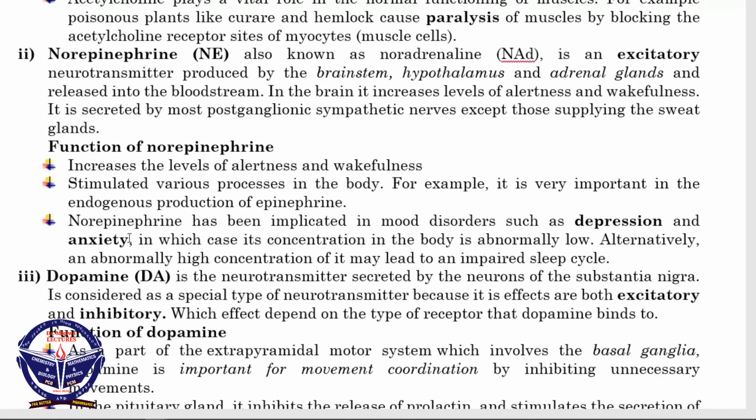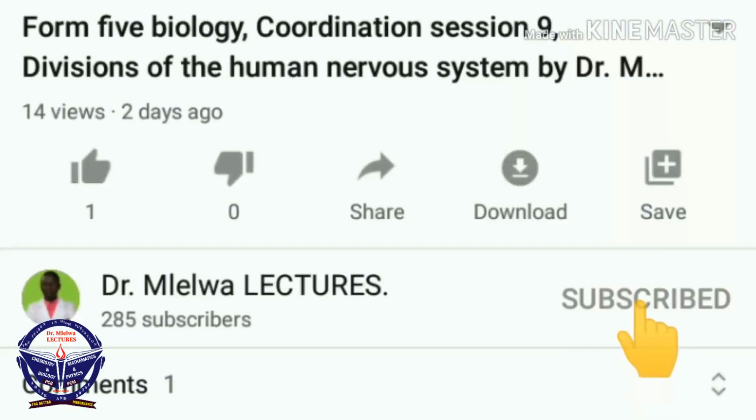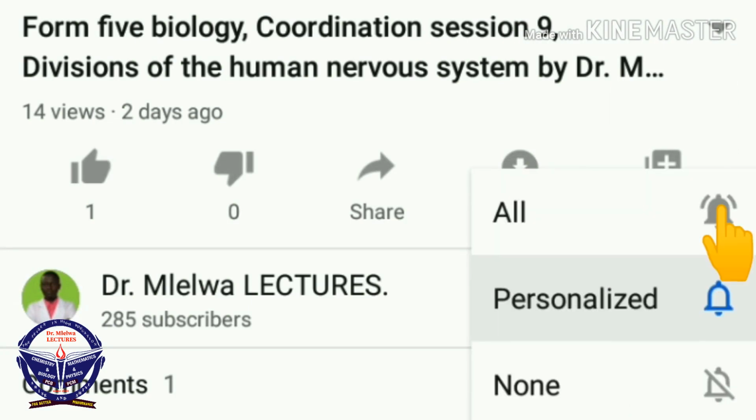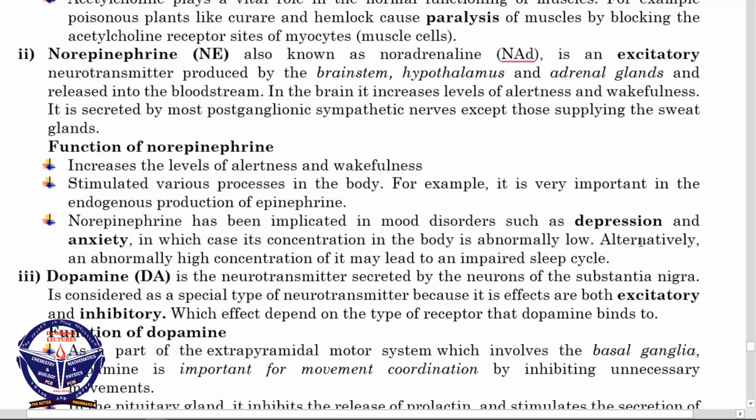Na anxiety nao. Kwa hiyo hivyo vitu vyote vinatokana na norepinephrine kupungua. Norepinephrine ikipungua, mtu anakuwa kama vile umechoka muda wote. So in which case its concentration in the body is abnormally low. Alternatively, an abnormally high concentration may lead to impaired sleep cycle.